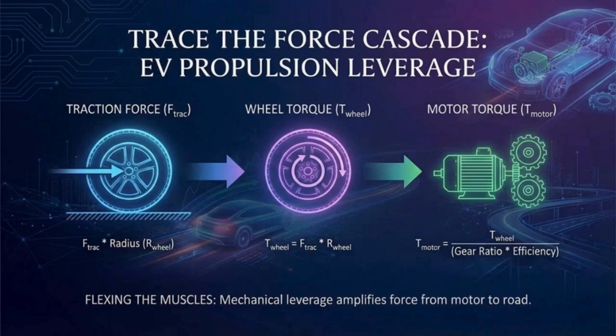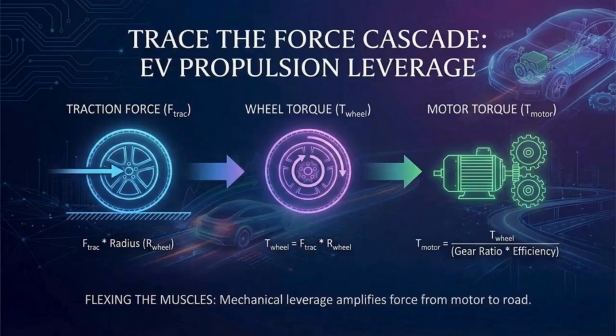Now let us trace the force step by step. It begins at the road. The tire pushes against the ground with a traction force, and this force creates torque at the wheel. Wheel torque equals traction force multiplied by wheel radius. This torque then travels through the gear system. Motor torque equals wheel torque divided by gear ratio and drivetrain efficiency. The gear system provides mechanical leverage, allowing the motor to produce the required wheel torque more efficiently.